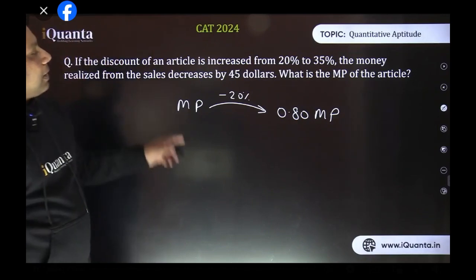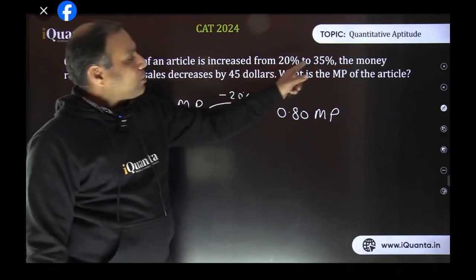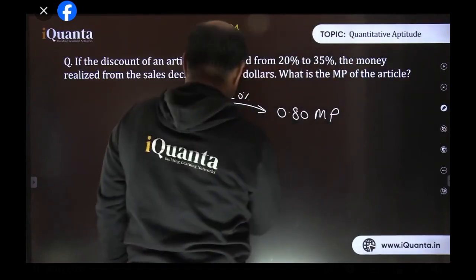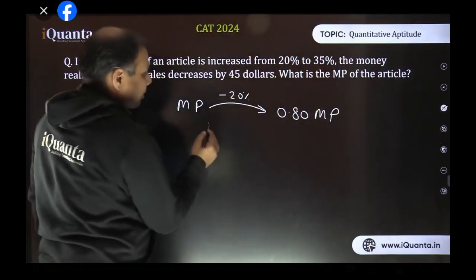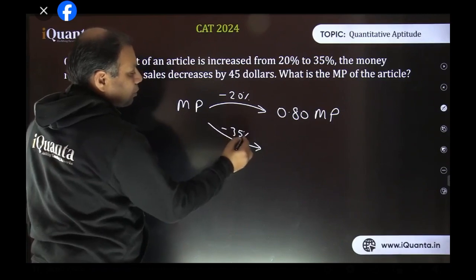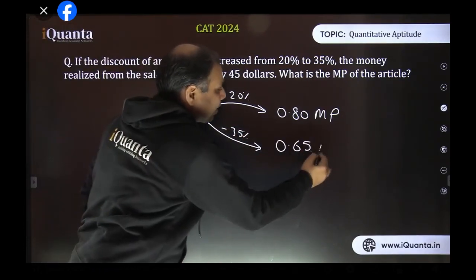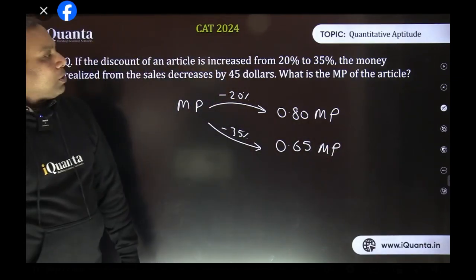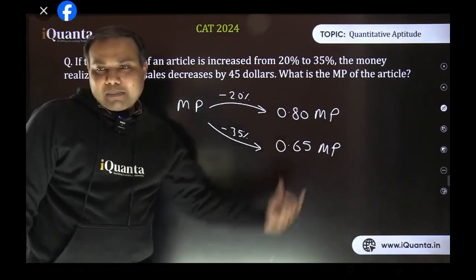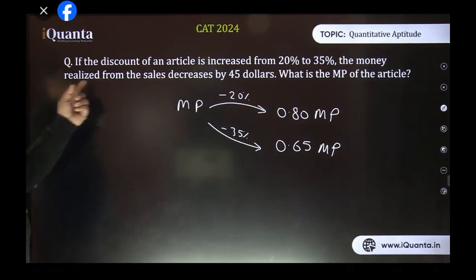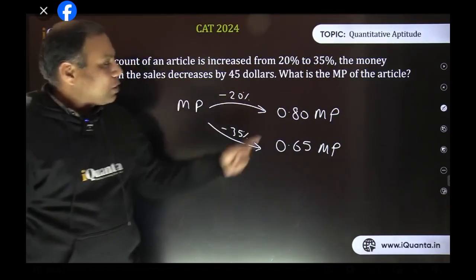Nice. And if the discount is increased from 20 to 35%, now the new discount is 35%. So if 35% discount is offered, we need to pay the rest, that is 65% only, or basically 0.65 times mark price, isn't it? So that means now we are receiving less amount, right? So the money realized from the sales decreases by $45. So we are getting less amount now.